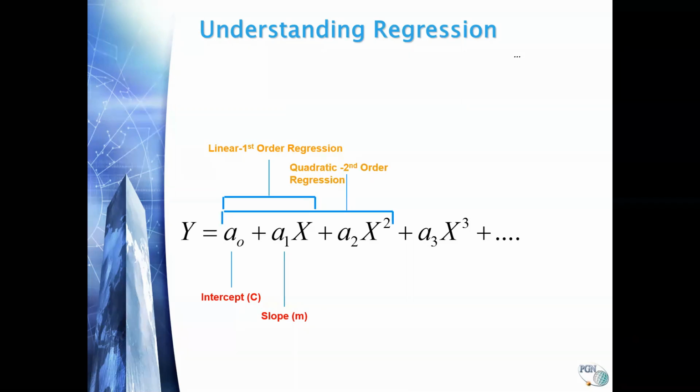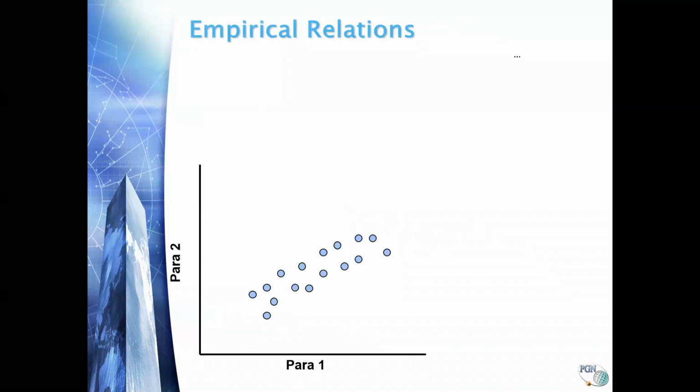And if we add the second order, it means this would be a quadratic second order regression, and an a2 term is added to it. And that would be basically the curvature, and so on. We can add the third order, and so on. We can compute other parameters.